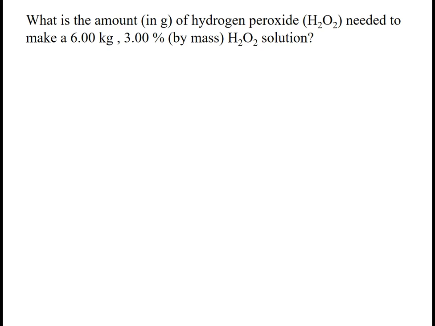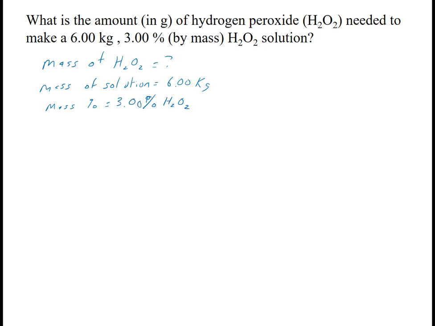So this time they want to know the amount in grams. Well, grams is a unit of mass, so they want to know what the mass of H2O2 is. If I have a 6 kilogram solution, so mass of solution is equal to 6.00 kilograms, and my mass percent is 3.00%. So this is basically, if you go buy hydrogen peroxide at the store, this is what it is.